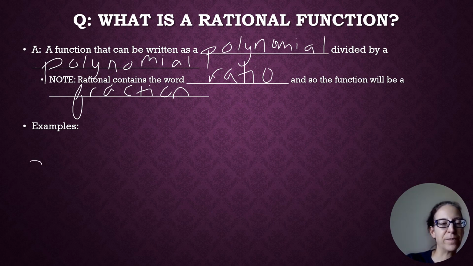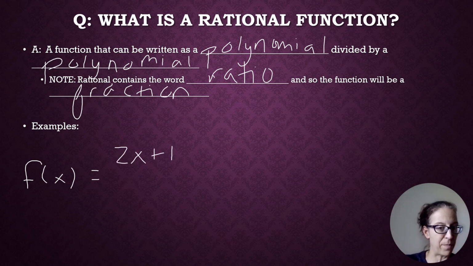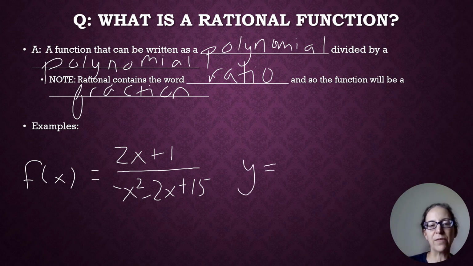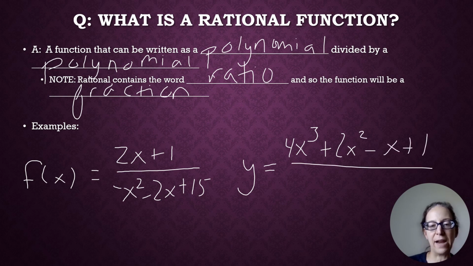So here are some examples. You could have a linear function or polynomial, because a line is a simple kind of polynomial, divided by, let's see, a quadratic. So negative 2x squared minus 2x plus 15. Okay, so that would be a linear divided by a quadratic. But it could be any kind of polynomial divided by any kind of polynomial. So we could have, say, a cubic 2x squared minus x plus 1 divided by a quadratic. We'll say x squared minus 4.